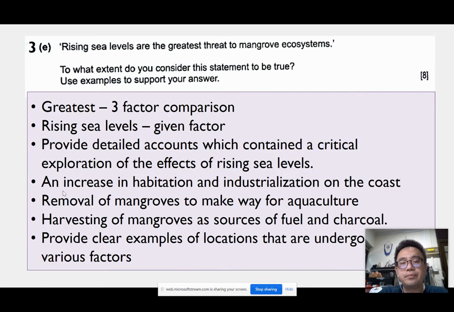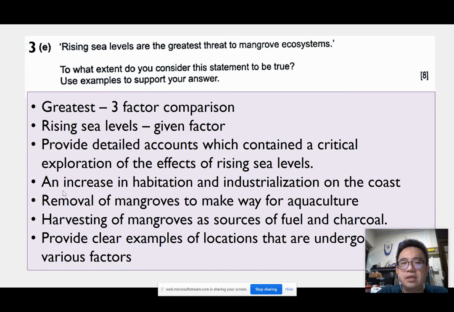The other OEQ, open-ended question type in 2019 was on coasts, specifically on mangrove systems. 3E: Rising sea levels are the greatest threat to mangrove systems. To what extent do you consider this statement to be true? At some point in your answer, you have to answer this: I agree that the statement is true, I believe the statement is true, or I think the statement is untrue.